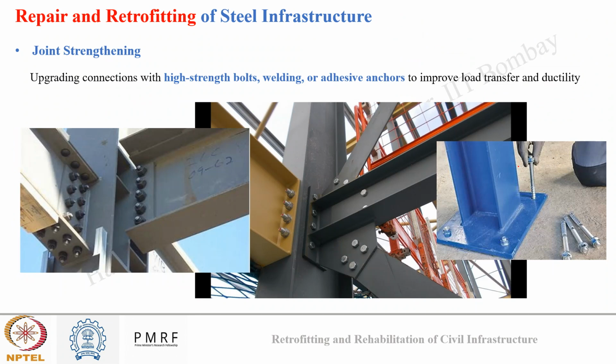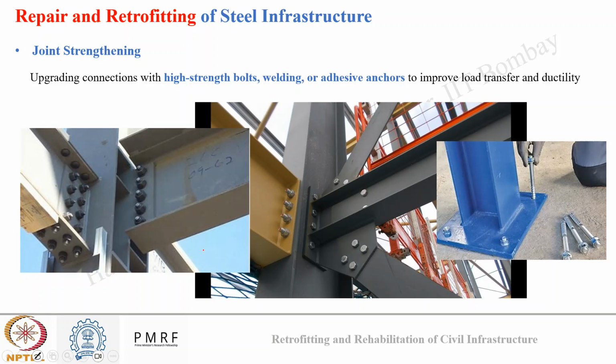Another way to strengthen the steel infrastructure is to go for joint strengthening. Joints are often a very critical part of a steel structure. That's why in design code for steel, we also design joints very critically. Now joint strengthening can be achieved by upgrading the connections with high strength bolting, welding, or adhesive anchors to improve the load transfer or ductility.